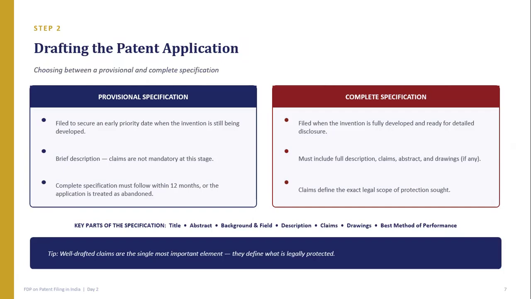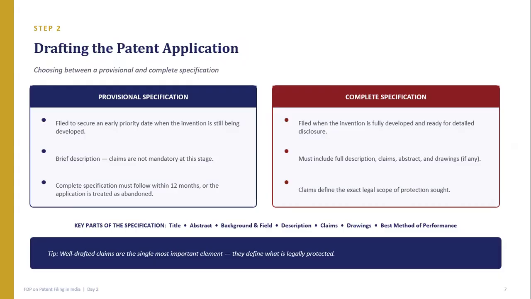The second major stage is drafting the patent application. At this stage, one important decision is whether to file a provisional specification or a complete specification. A provisional specification can be filed to secure an early priority date when the invention is still under development. At this stage, claims are not mandatory. However, the complete specification must follow within 12 months, otherwise, the application is treated as abandoned.